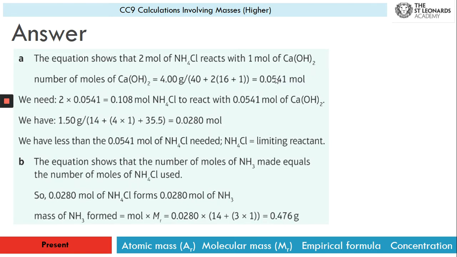So that would mean essentially that if we had 2 moles of NH4Cl, it would react with 1 mole of calcium hydroxide. So the number of moles of calcium hydroxide is going to be the mass divided by the Mr, the relative formula mass.